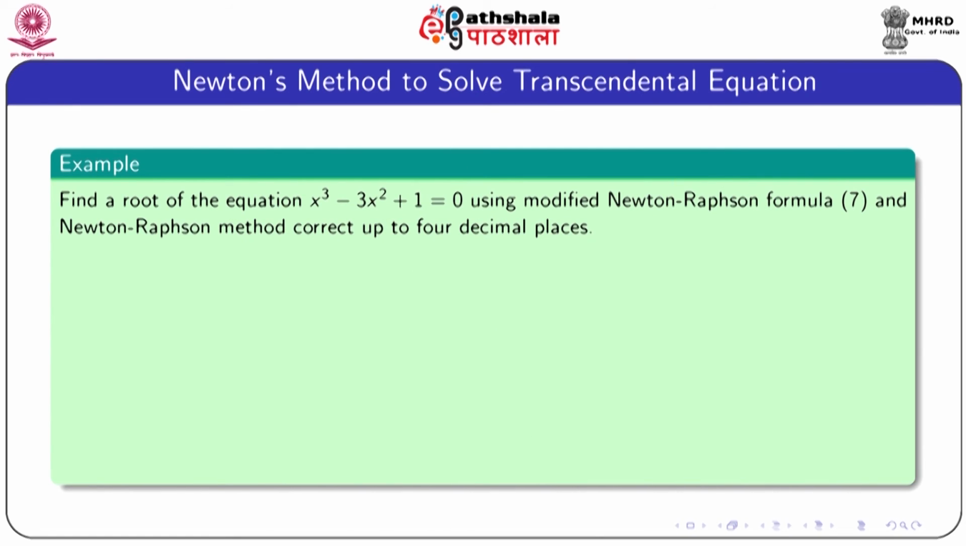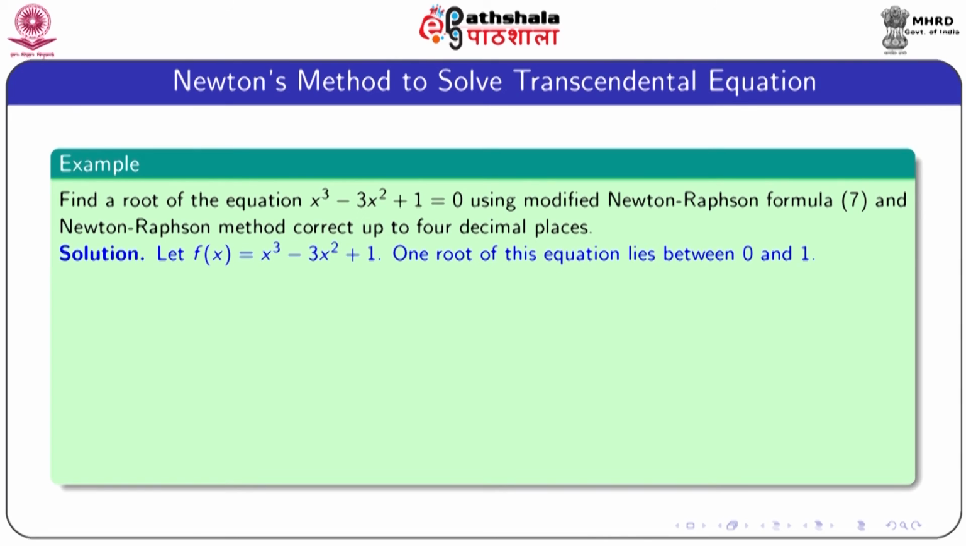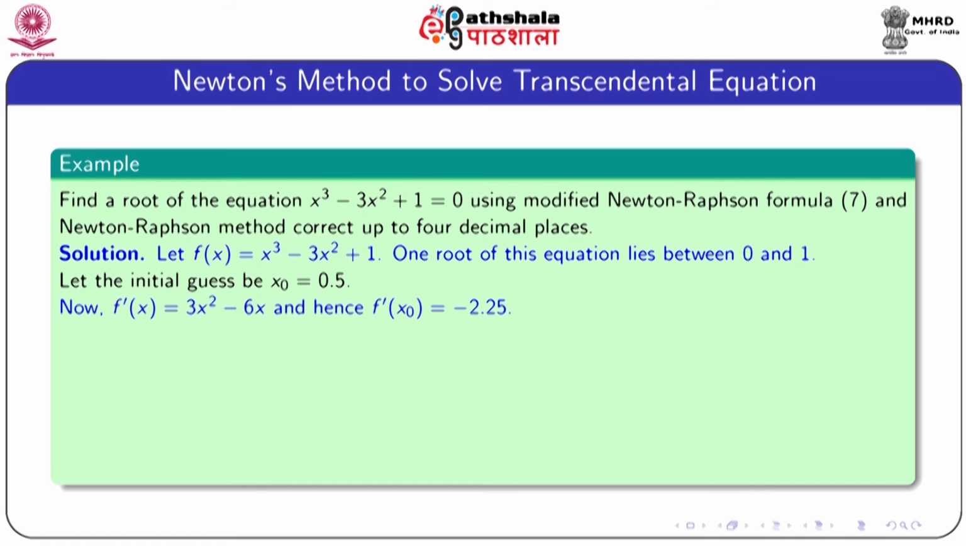Now we consider one example to illustrate the modified Newton-Raphson method. The equation is x cube minus 3x square plus 1 equal to 0, and we also determine the roots of the same equation using the standard Newton-Raphson method. Let f of x equal to x cube minus 3x square plus 1, and it is easy to verify that one root lies between 0 and 1. So we consider the initial guess as 0.5. Here f prime x equal to 3x square minus 6x, and hence f prime at x0, that means f prime at 0.5, is equal to minus 2.25.